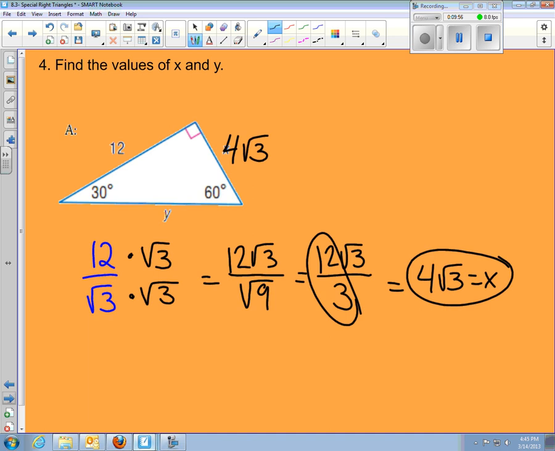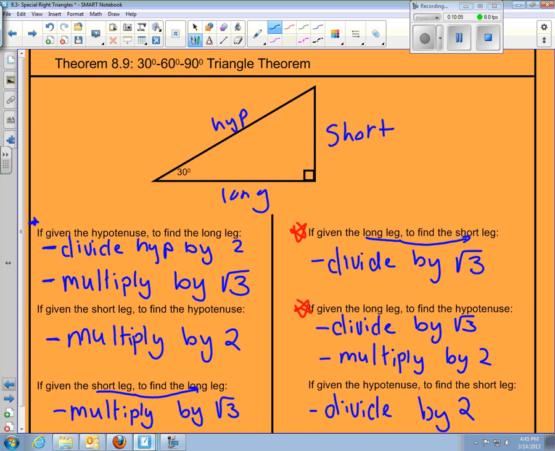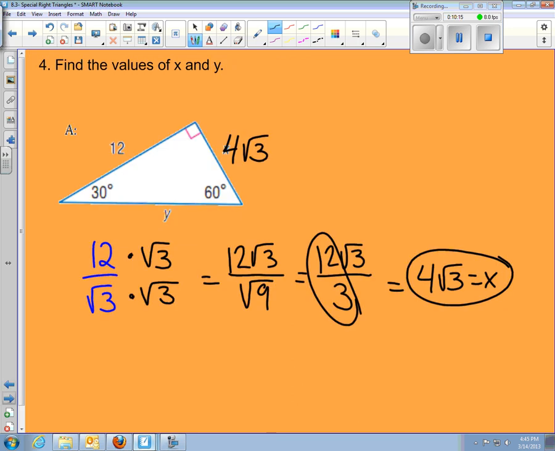Now I'm going to ask you again, what are we given? What are we looking for? Well, we're given the short leg and the long leg this time. So look back at your rules. We want to find the hypotenuse. We can either use this rule with 2 steps, or we can use this rule with 1 step. So if we have the short leg and we want to find the hypotenuse, we're going to multiply it by 2. Well, that's easy enough.